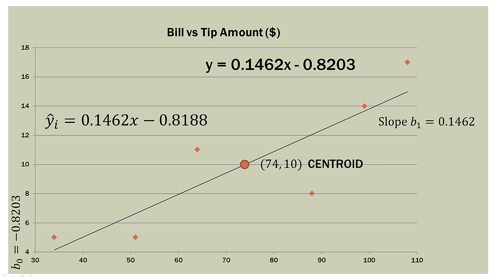Now we also had the centroid. So remember, the centroid is the intersection of the means of both variables. So the mean meal amount was $74 and the mean tip amount was $10. And the centroid will always fall on the least squares line. And that can be very helpful if you have to find out other things about your graph.